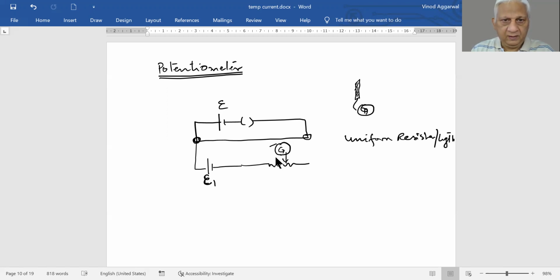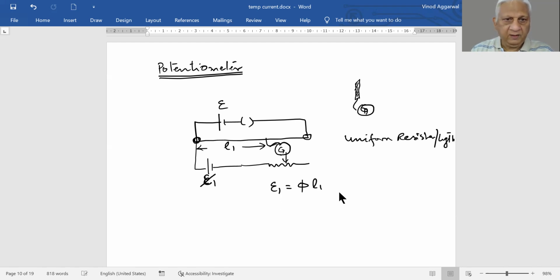Now let us say at distance L1, this galvanometer shows zero deflection, which means that the potential due to this battery and the potential drop up to this length are the same. So if we say this is the EMF per unit length, then for L1 length, the potential difference on account of this will be this one. Okay.